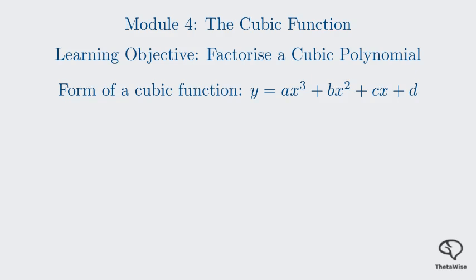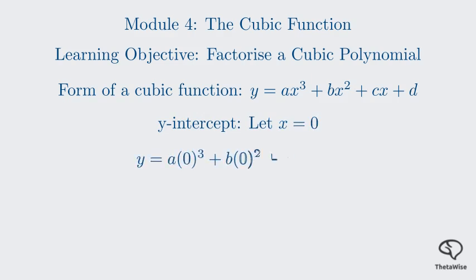An important concept for cubic functions is finding their intercepts. The y-intercept is easy to find. The y-intercept occurs where the graph crosses the y-axis, which is when x equals 0. If you substitute x equals 0 into our cubic function, you get y equals d. So the y-intercept is at the point (0, d). This gives us 1 point on our graph.